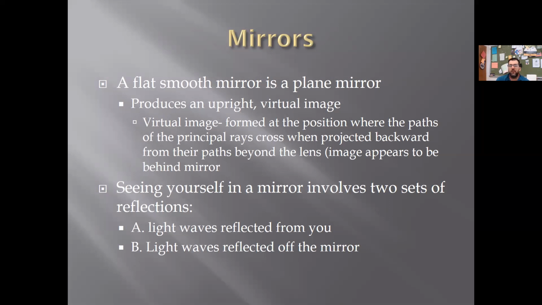If you want to see yourself, to see anything, two things have to happen. Light waves have to reflect, and they have to reflect into your eyes. So to see yourself in a mirror, the light waves are reflected off of you, because to be able to see you, it has to reflect off of you. And then they have to be reflected off the mirror.